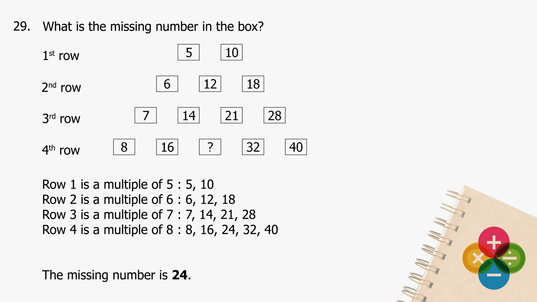Row 3 is a multiple of 7. The multiples are 7, 14, 21, and 28. Row 4 is a multiple of 8. The multiples are 8, 16, 24, 32, and 40. The missing number is 24.